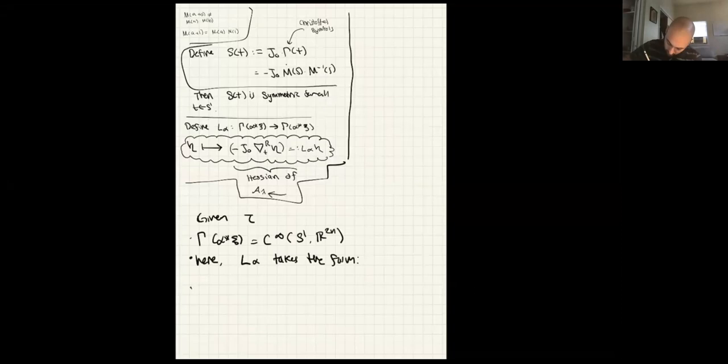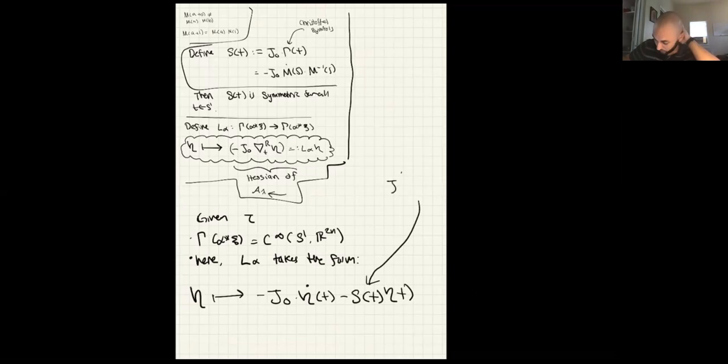So if you give me a map from S1 to R2n with coordinates, it will produce negative... you'll apply the matrix onto the derivative of eta, and then you will whip out that nice matrix that we cooked up. I'll write it again, but this right here is basically what you get from J naught and the Christoffel symbols, and this is symmetric. Okay. And so really having this formula, you can get a lot done.